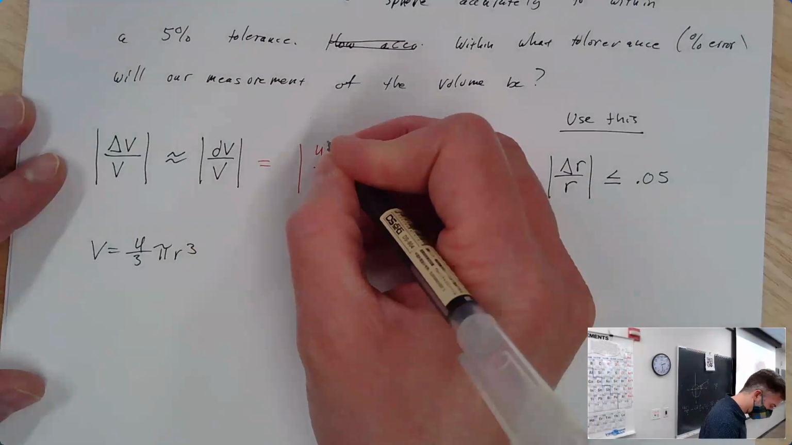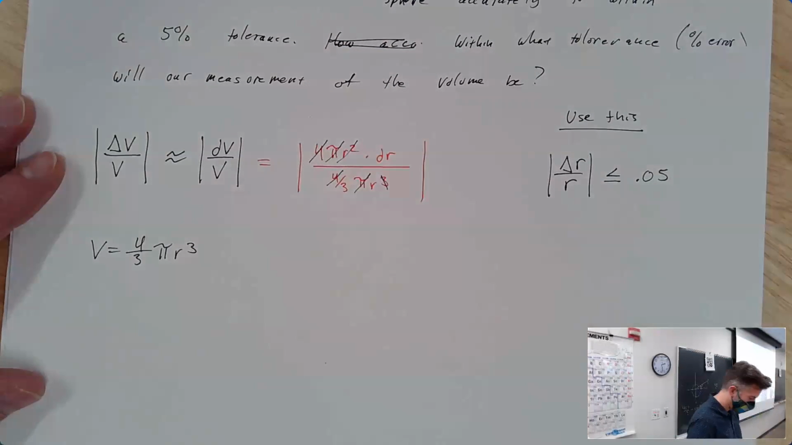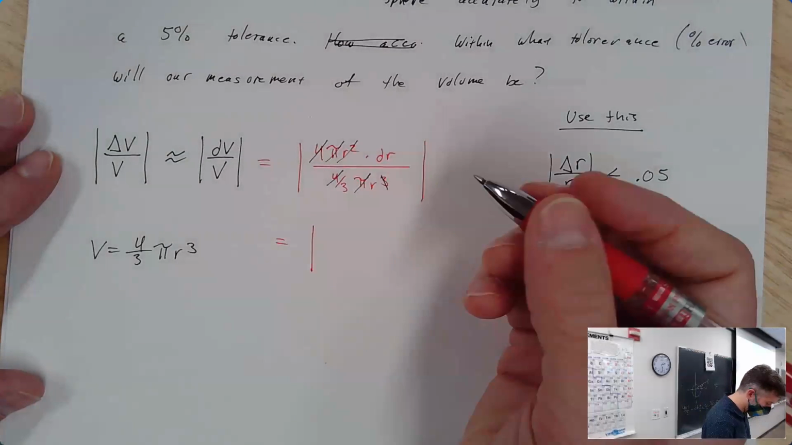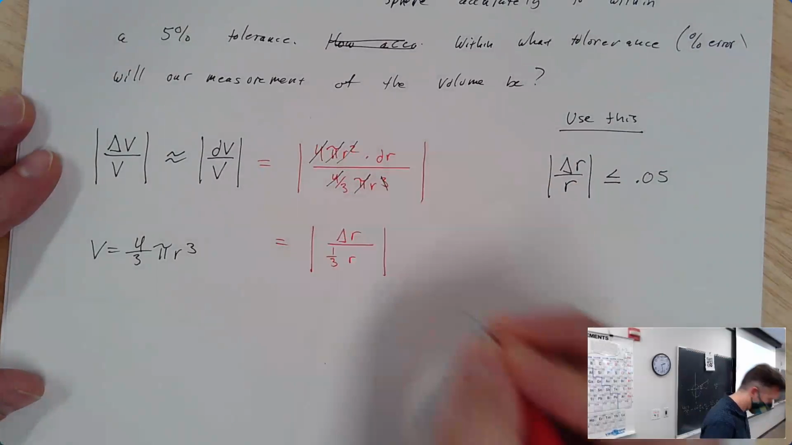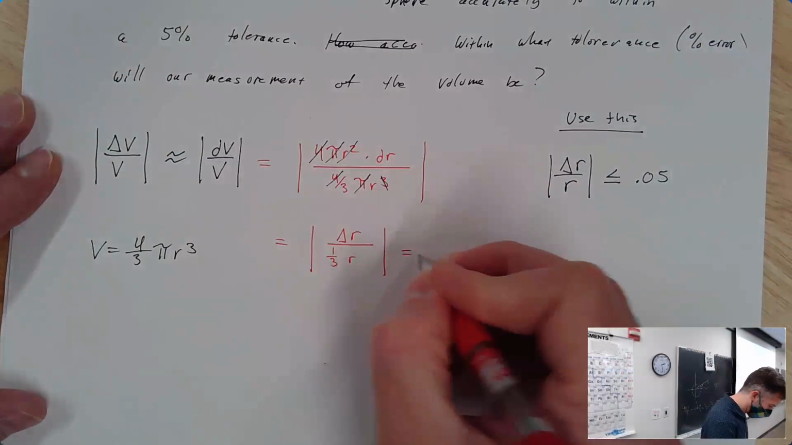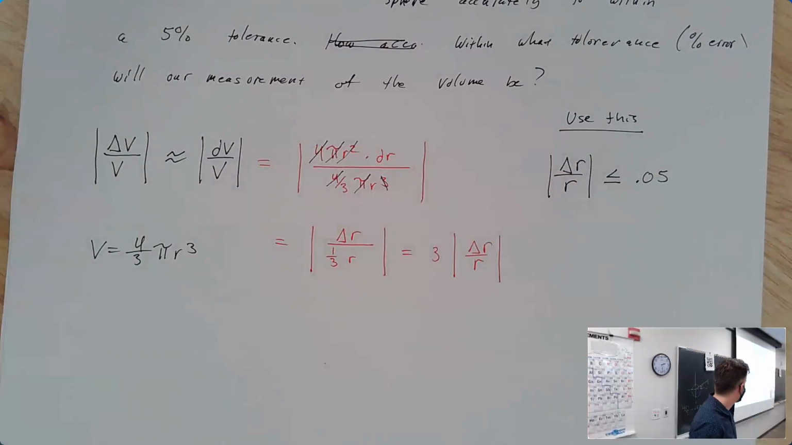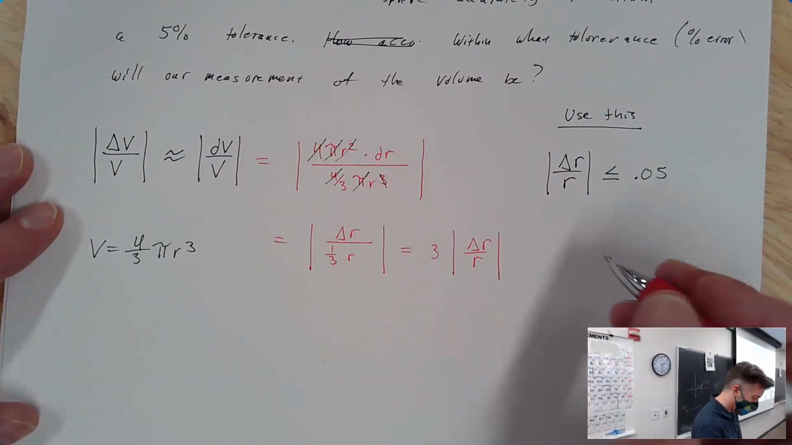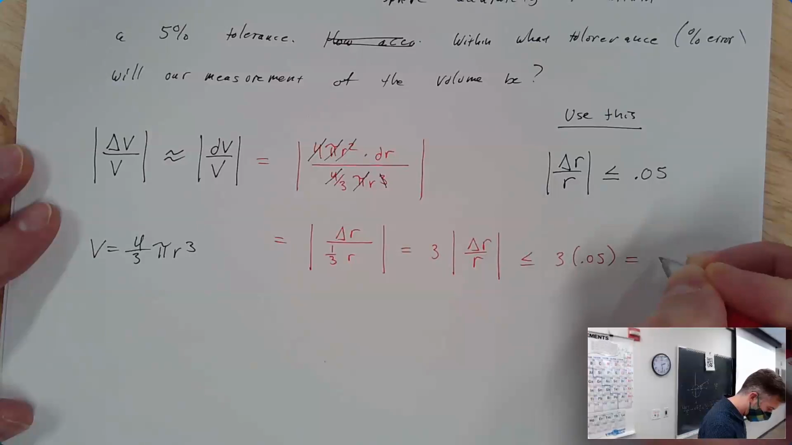A 4 cancels. A pi cancels. And r squared cancels. And we're left with dr, or delta r, over 1/3. Oh, well, I don't want that fraction in the denominator. I'm going to bring that out as a 3 times delta r over r, which we know delta r over r is less than or equal to 0.05. So this is going to be less than or equal to 3 times 0.05, which is 15%, or 0.15.